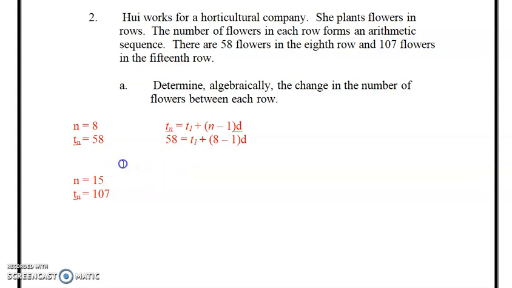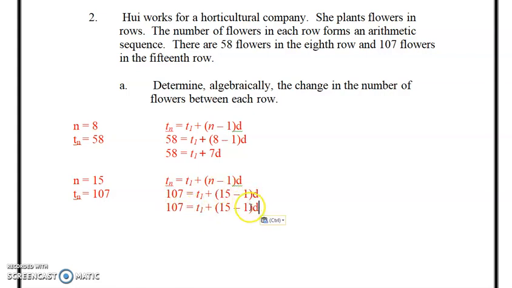Okay, so that's where the second part of the information of the problem comes in. We have another n. So again, we're going to use the same formula and plug in what we know. We know we have 107 equal to, first term, again, we don't know. We just recopy that. We do, however, know that it's plus 15 minus 1 times d. So we'll simplify this a little bit. Here we got 58 equal to, and again we just recopy this, and 8 minus 1 would be 7d. So we have 58 equals t1 plus 7d. Do the same at the bottom, the second equation. Again, 15 minus 1, we'll just subtract those and get 14. Just simplify it. That's all we can do.